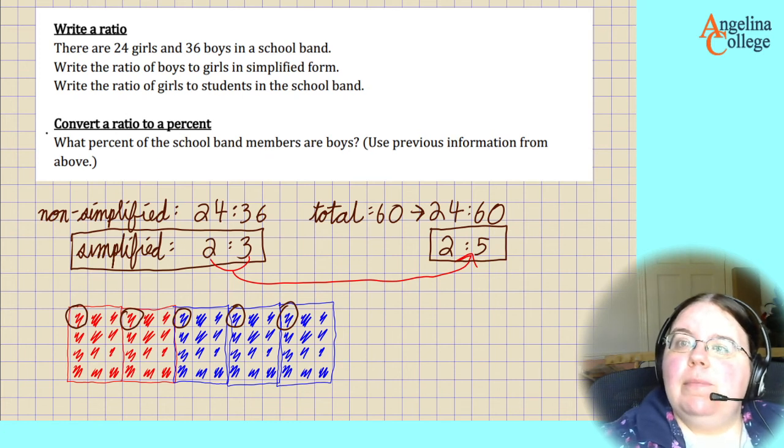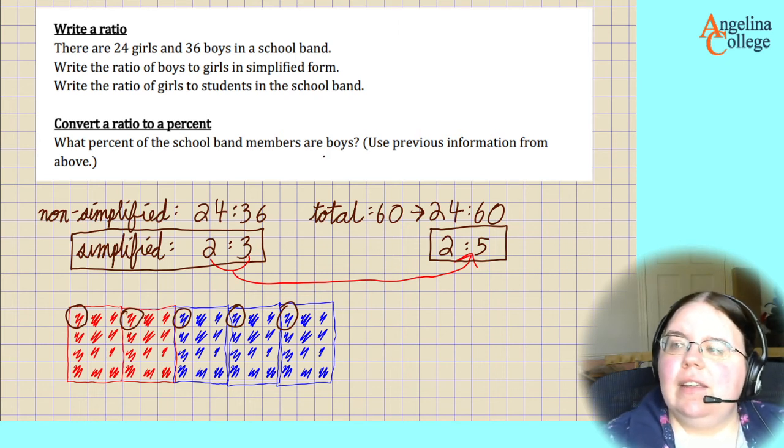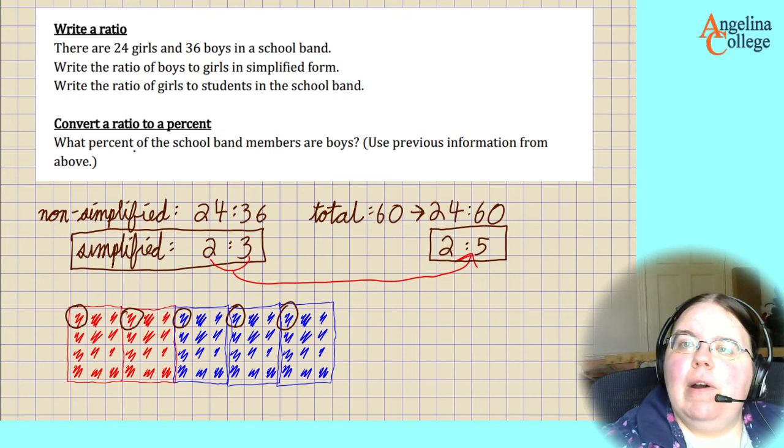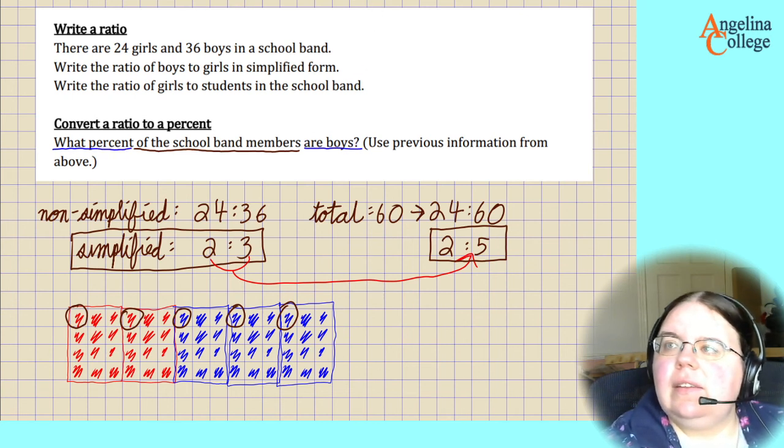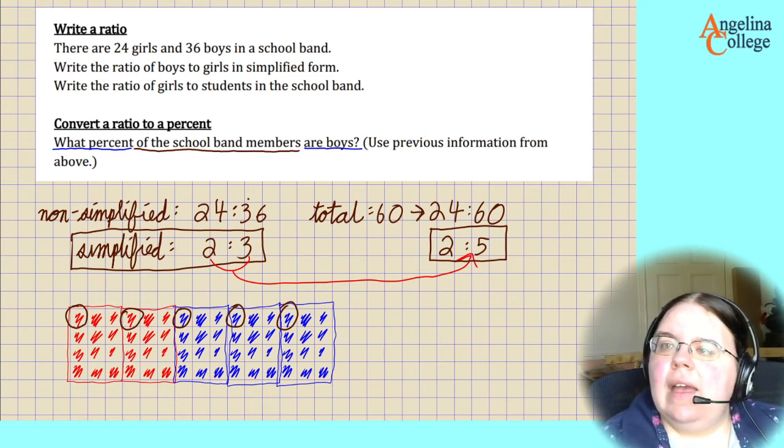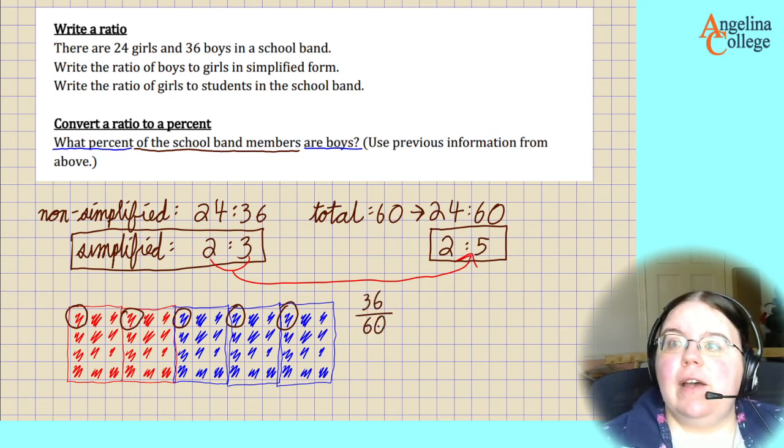Now, the next problem asks us to convert a ratio to a percent because it asks what percent of the school band members are boys. So we're asked to use some information from above. Because what we have here is a part out of whole relationship. So it's out of the school band members, what percent are boys? So we could say that that's the same as 36 boys out of 60 students. And that would be a fine way to proceed.